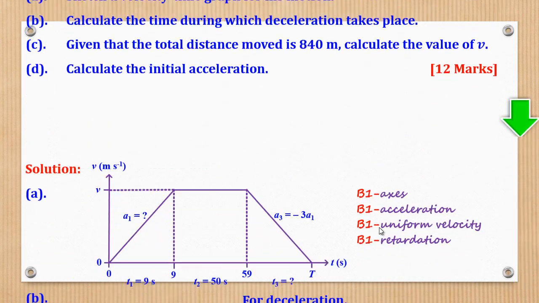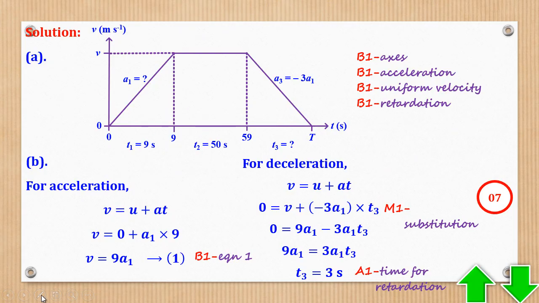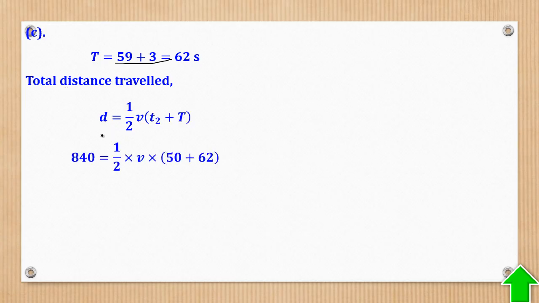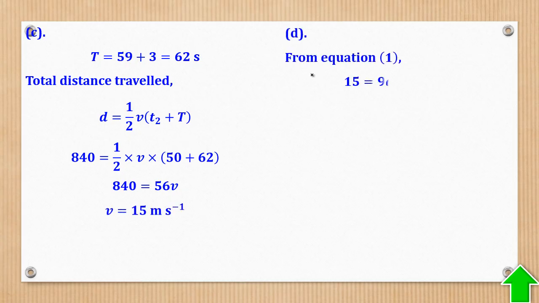Okay, so for the value of V, we shall need to get the area of a trapezium. So we need to get this value of capital T, then you can use the area of a trapezium. So capital T is given by that, therefore the area of the trapezium is equal to the total distance. Substitute the distance, V, T, 2 capital T. There's only one unknown, so we can get the value of V. Then part D, from equation 1, we can come up with that, meaning that A1 is that. And that's what they wanted.